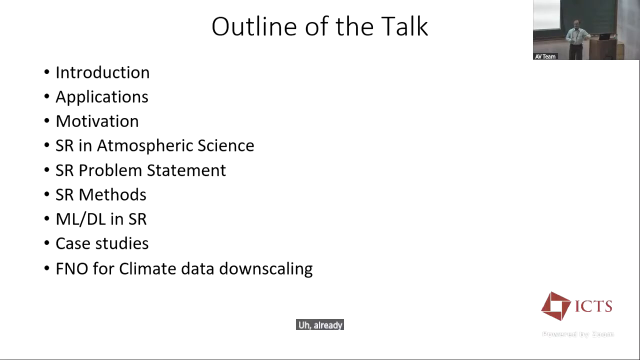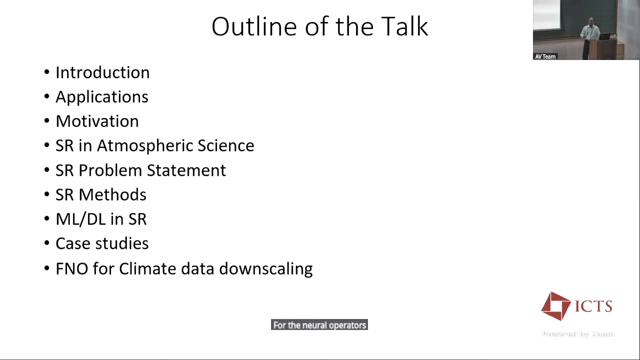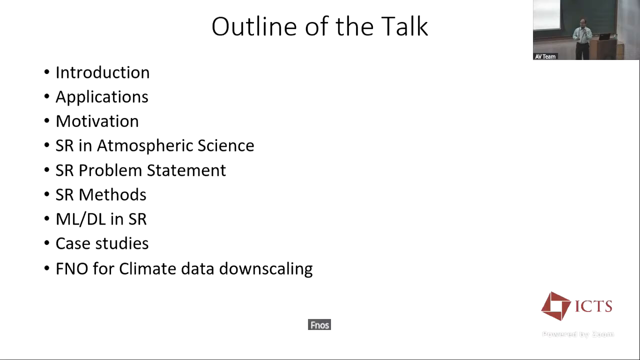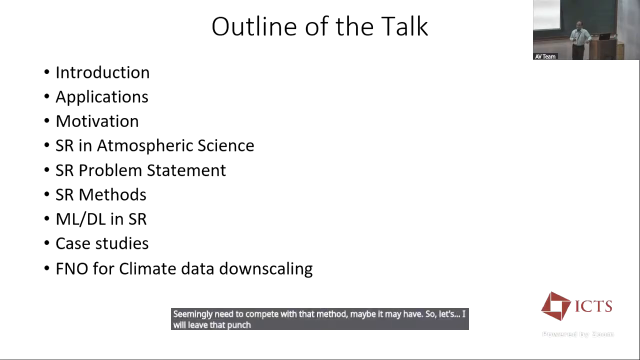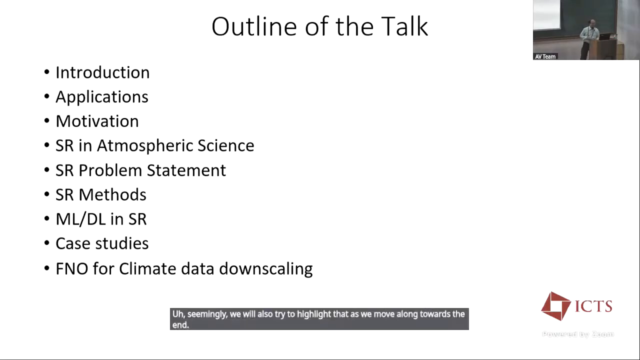Already, I think Professor Chatterjee was just mentioning that SwinIR is one of the promising things. I do agree. There is a comparison of SwinIR with Fourier neural operators, seemingly good, seemingly bad. So it's still at a stage to weigh it up, but FNOs have great promise. Which other methods need to compete with that method? I will leave that punch point, why it has got a promise. We will also try to highlight that as we move along towards the end. I hope I will be able to cover all these things.